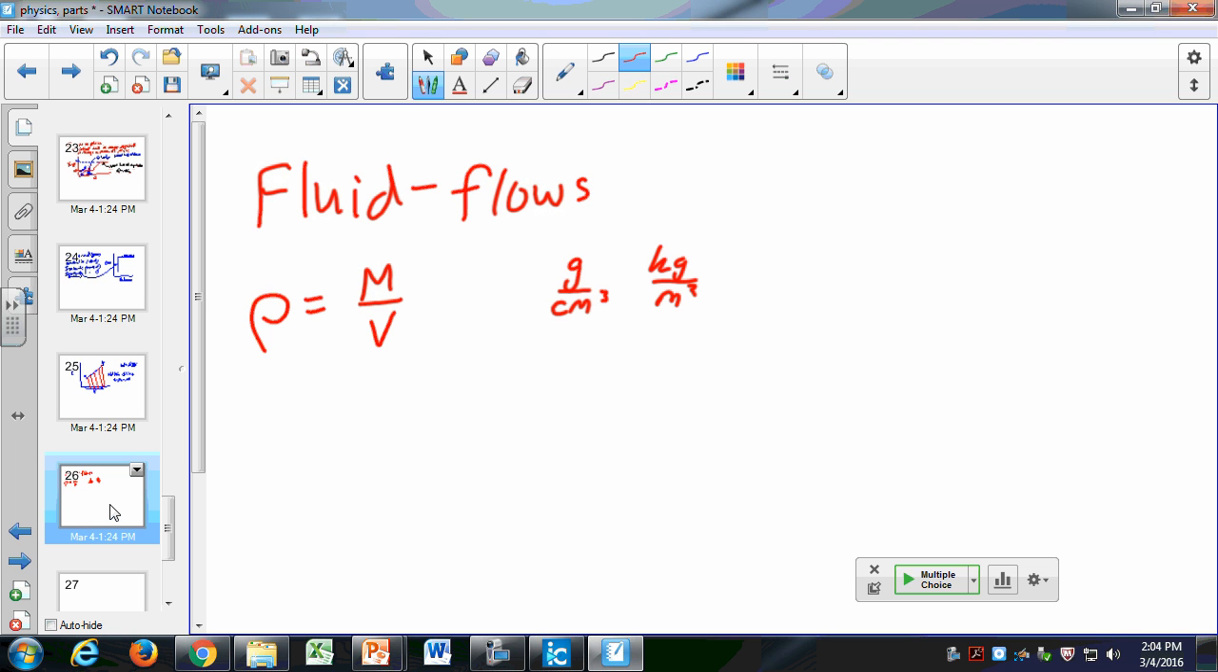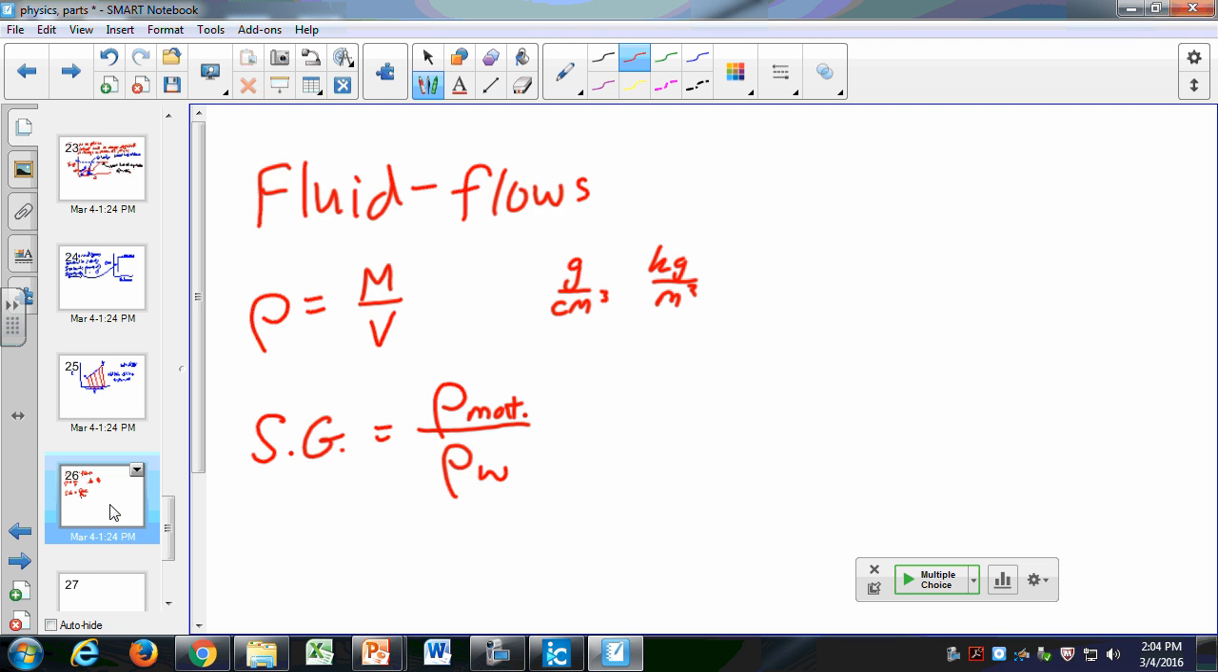They also give the specific gravity. We don't really use the specific gravity in physics, but I think that you might use it in chemistry. Is that right? You use specific gravity in some of your chemistry labs? Yeah. So the specific gravity is just the density of the material divided by the density of water, which is 1,000 kilograms per cubic meter.